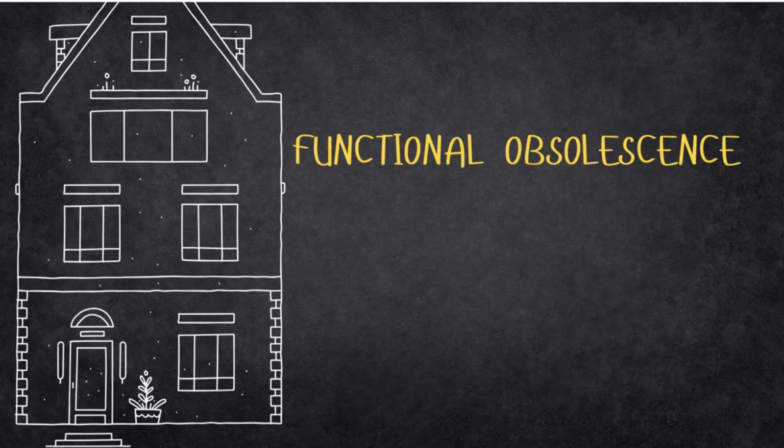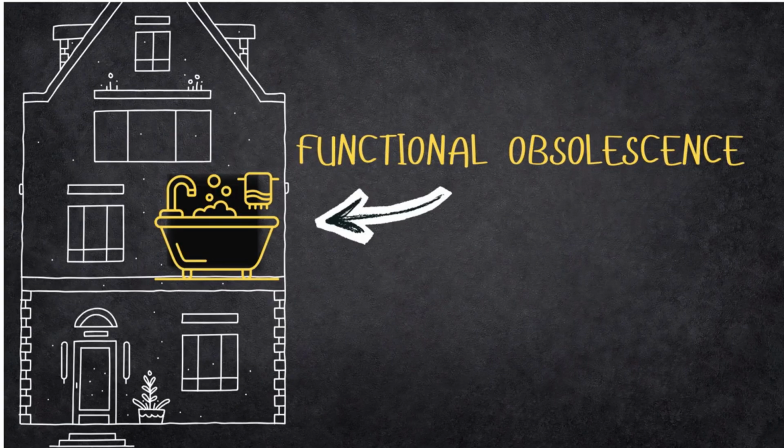Next, we have functional obsolescence. This one sounds fancy, but it's actually pretty simple once you understand it. Functional obsolescence means the property has outdated features or poor design that make it less useful or less desirable. In other words, the property still works, but it doesn't meet modern expectations. For example, a two-story house with only one bathroom that is on the second floor, or a bedroom that can only be reached by walking through another bedroom, or very low ceiling heights, which sometimes you'll find in older homes.